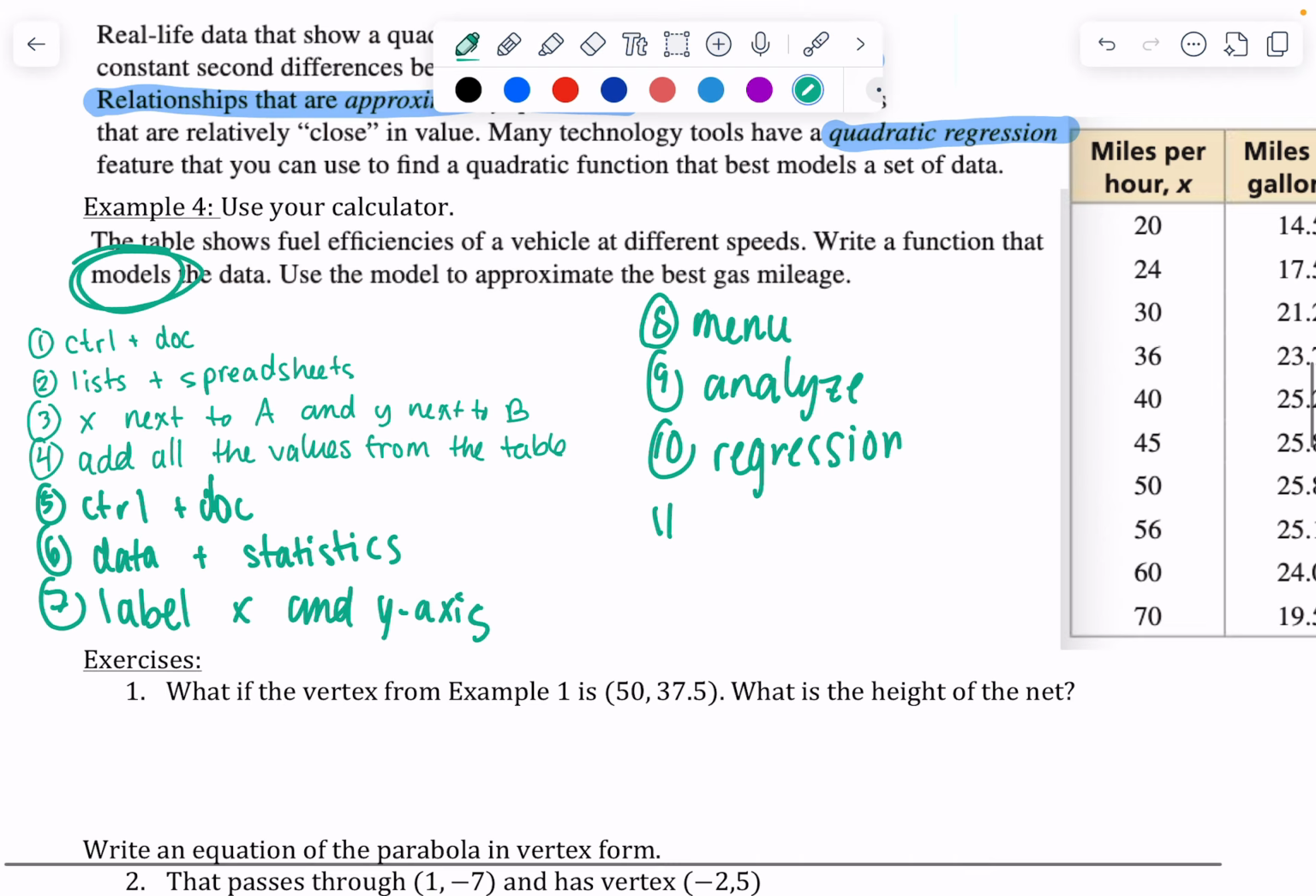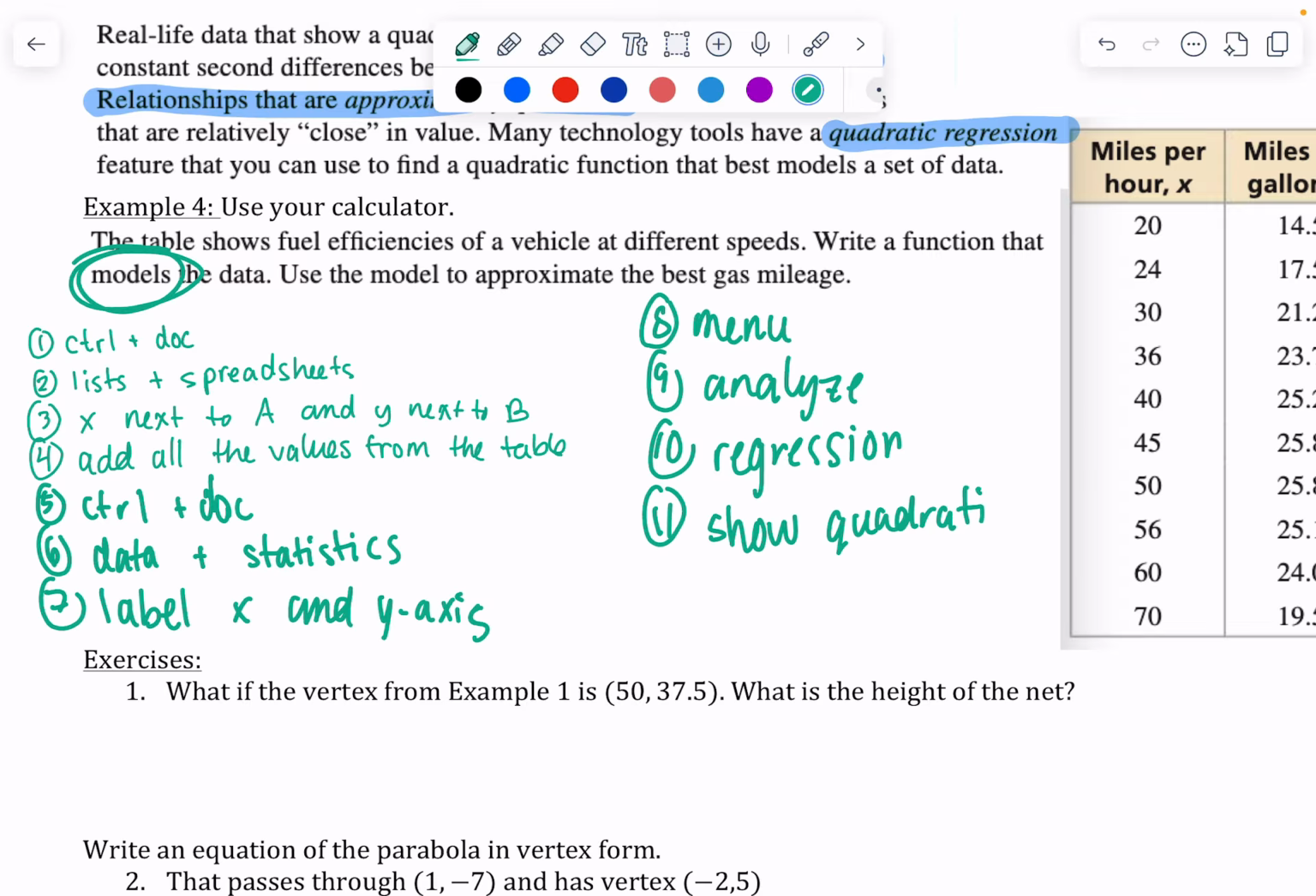And if you notice, the scatter plot doesn't look anything like a linear function. It actually looks very close to a quadratic function. So when you look at the list of options under regression, we don't want to do show linear. We want to do show quadratic. And then if you remember, an equation is going to pop up on your screen. And from there, you want to use that equation to find the best gas mileage.